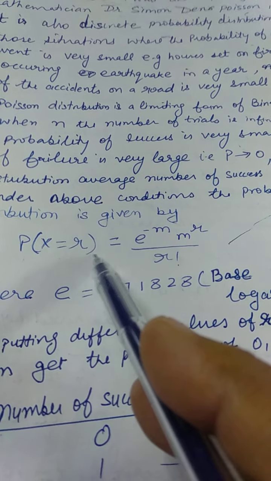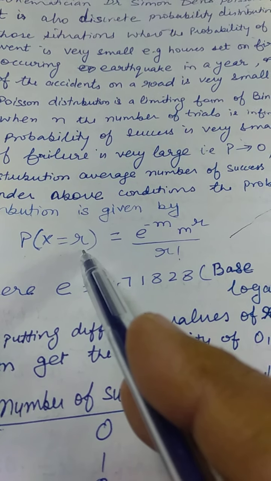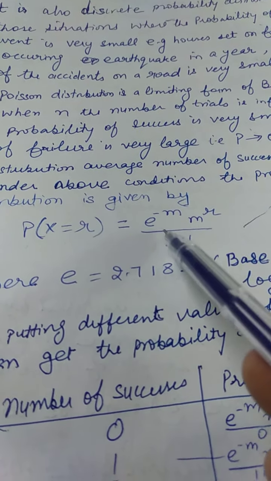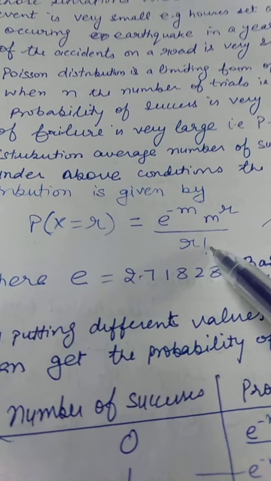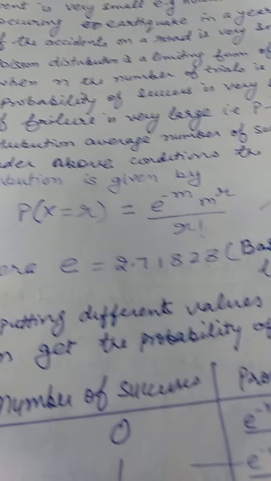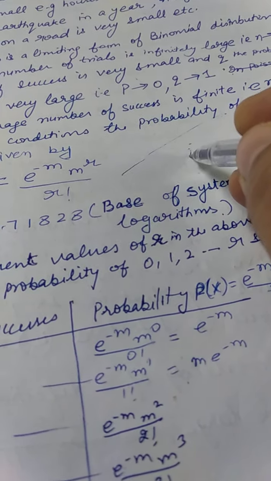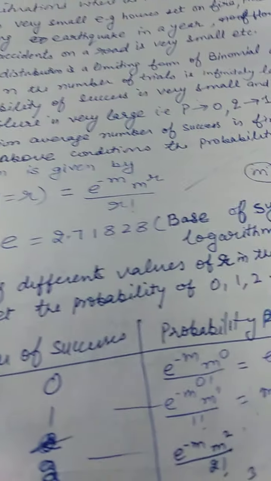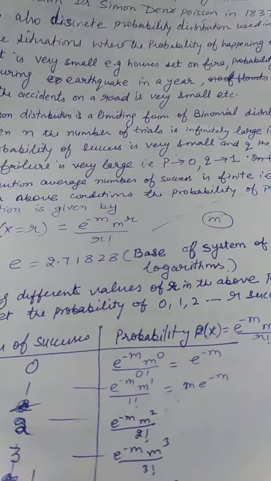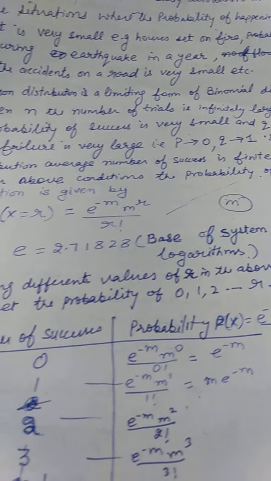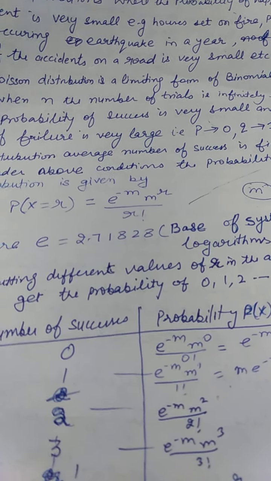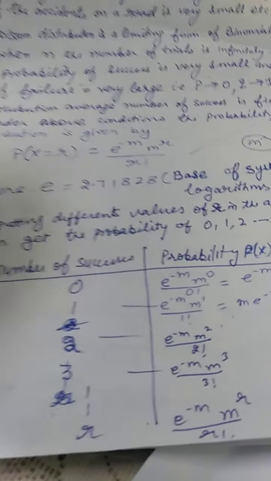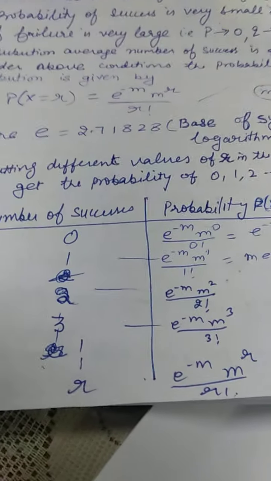The probability of the Poisson distribution is given by probability x is equal to r, where r is any value. It can be 0, 1, 2, 3, 4. So this is e raised to power minus m, m raised to power r, over r factorial. The Poisson distribution depends upon only one constant, that is m. m is the main parameter on which the Poisson distribution depends, whereas the binomial distribution depends upon two parameters, n and p. But the Poisson distribution depends upon only one parameter, that is m.